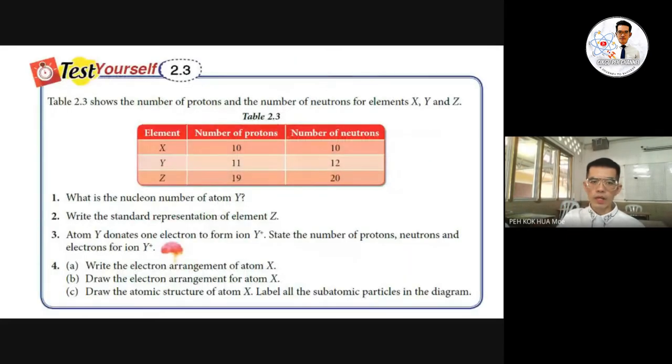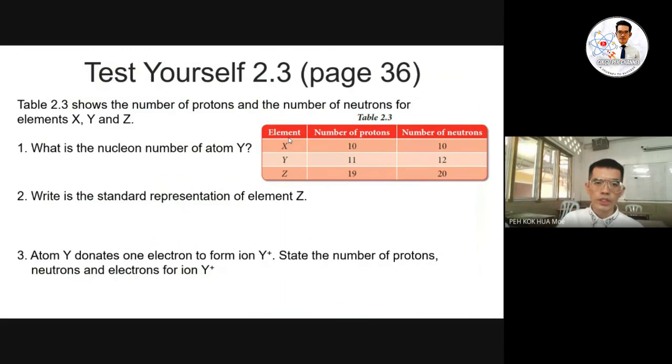Let us do Test Yourself 2.3 together. Look at question number one. Table 2.3 shows the number of protons and the number of neutrons for elements X, Y, and Z. What is the nucleon number for Y? Y is here. The nucleon number is the addition of the protons and neutrons, so we get 11 plus 12, which is 23.